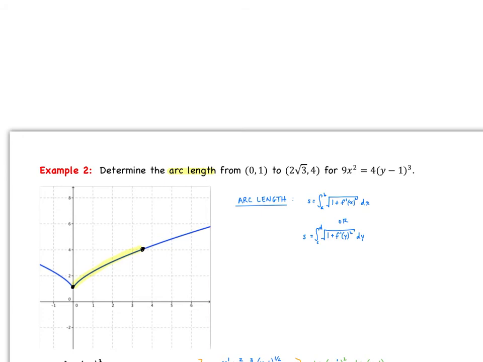This last example, I want you to try on your own. It says to determine the arc length, so we're going back to what we talked about in yesterday's video. From 0 to 2 root 3, 4, for 9x squared equals 4 times the quantity y minus 1 cubed. So remember from yesterday, here's our arc length formula. Remember, arc length is the little s. So we really just want the length of this piece of our curve.